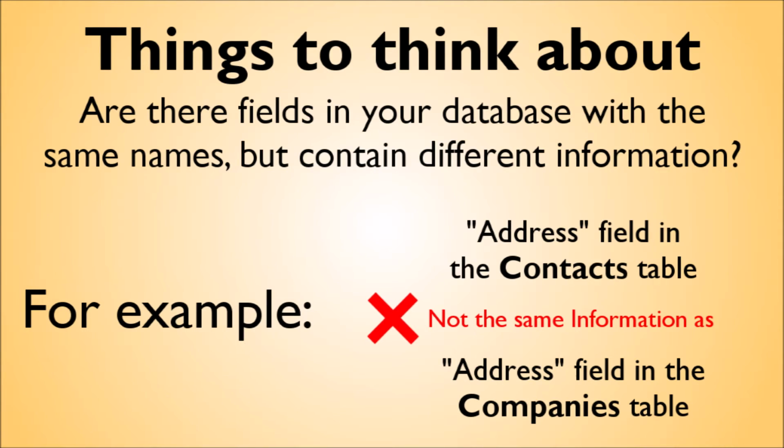Are there any fields in your database that have the same name but aren't the same information? For example, you might have placed a field called address in both contacts and companies. Since they are not going to be the same thing, it is important in Access that they have distinct names.